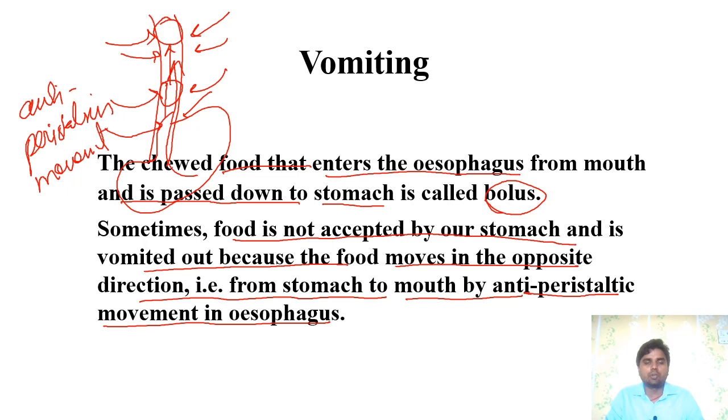So the main cause of vomiting is that the food is not accepted by our body, or we have eaten excess of food and there will be occurrence of anti-peristalsis in our esophagus. And so all the food particles that have entered into our stomach will come out from our mouth. So this is the complete process of vomiting.